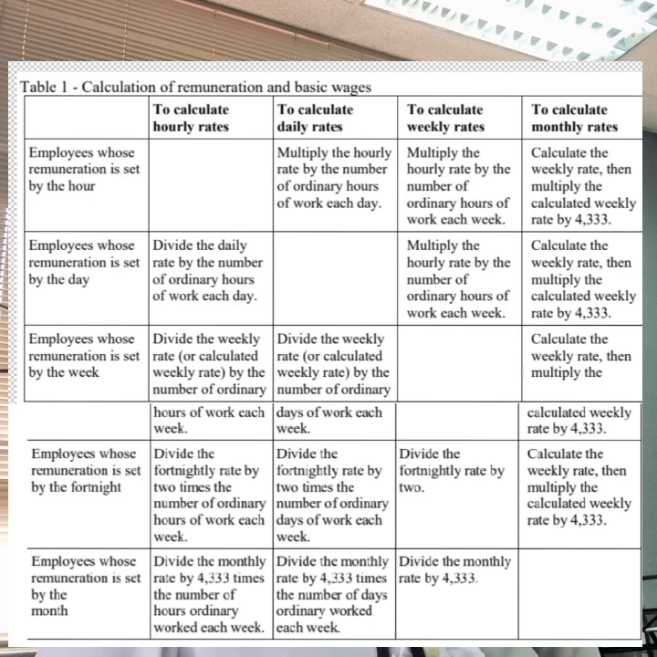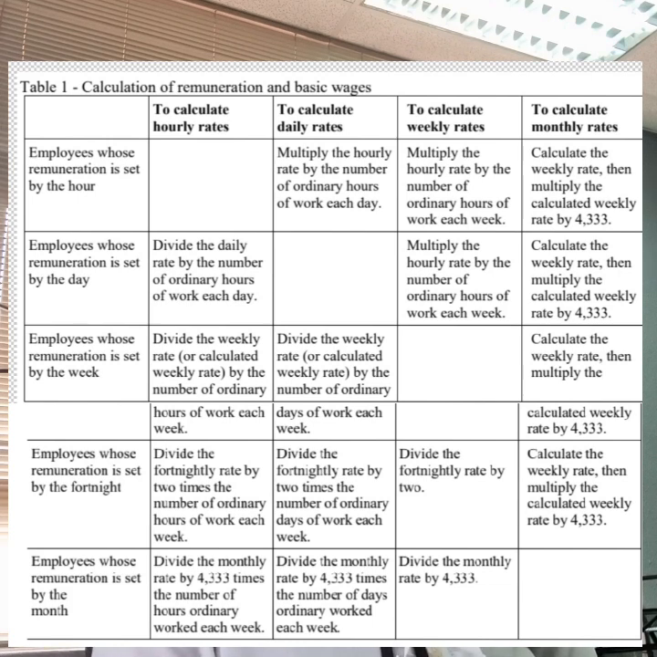And then for employees whose remuneration is set by the fortnight, divide the fortnightly rate by 2 times the number of the ordinary hours of work each week to get the hourly rate. To get the daily rate, divide the fortnightly rate by 2 times the number of ordinary days of work each week. To get the weekly rate, divide the fortnightly rate by 2. To calculate the monthly rate, calculate the weekly rate, then multiply the calculated weekly rate by 4.333.